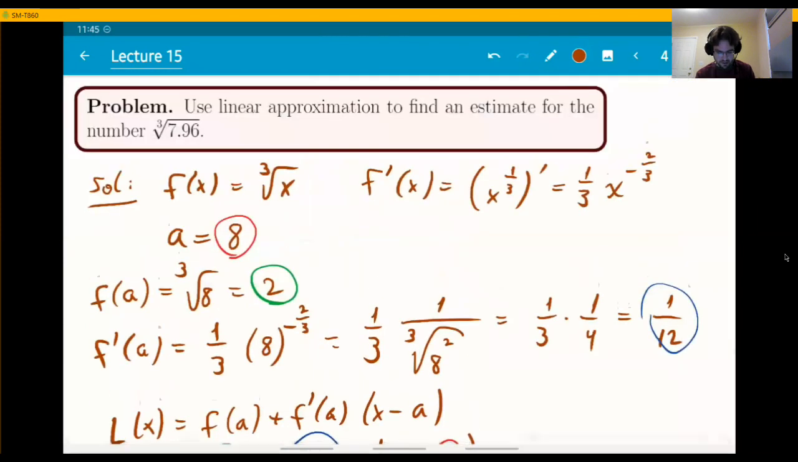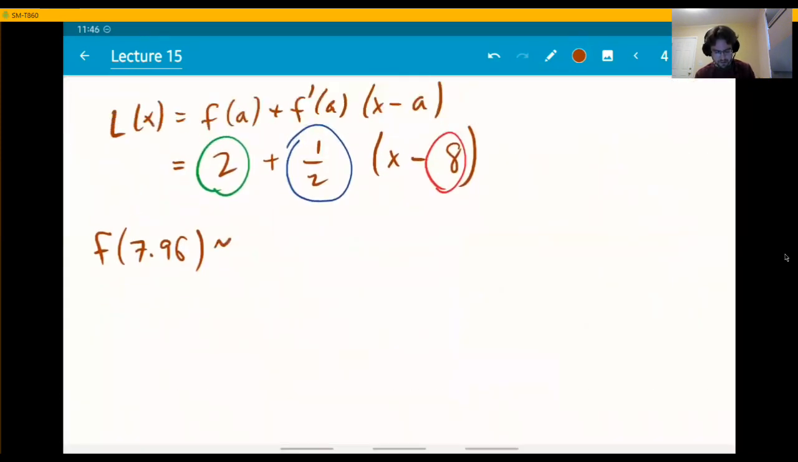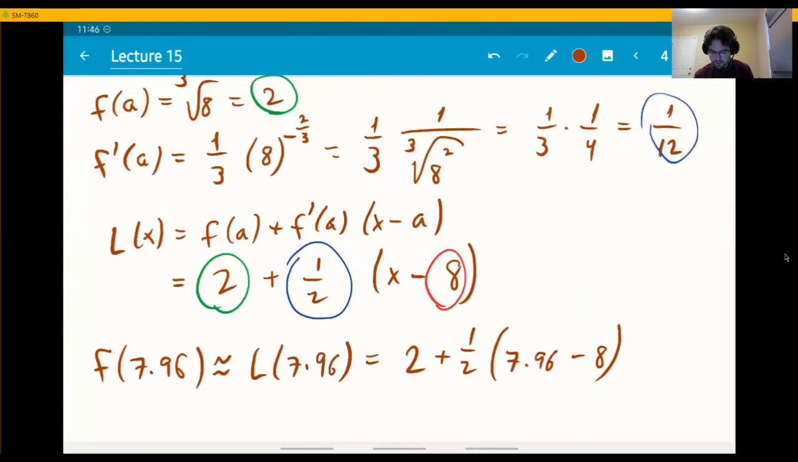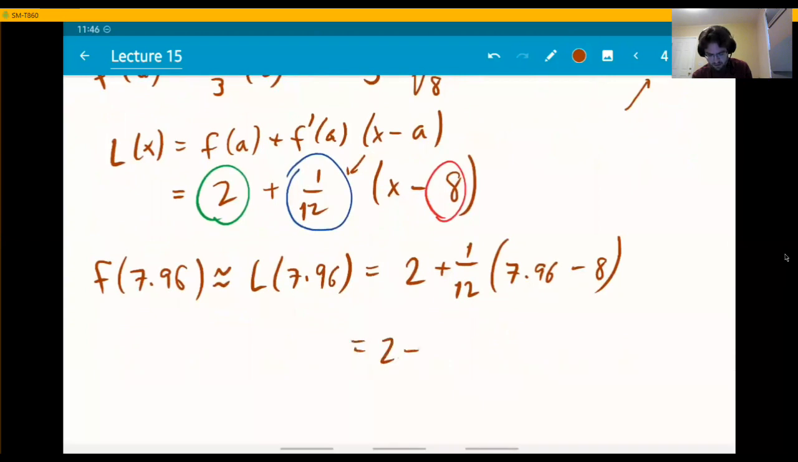I think it was 96, yes. What is the value of that? Approximately L of that, which is 2 plus 1/2 times 7.96 minus 8. Sorry, it was not 1/2, it was 1 over 12. Yeah, I need to fix this. That's better now. The value of f prime of a is 1 over 12. So, okay, 2 plus, well, 7.96 minus 8 is a negative number, so I'm going to write minus here. It is 0.04 over 12.